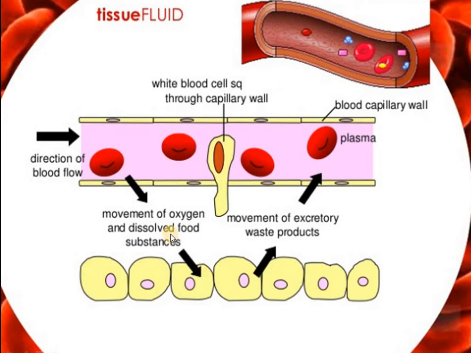Similarly, the dissolved food substances, which include glucose, amino acids, numerous mineral ions, which are very essential for these cells, will first be dissolved in this tissue fluid or interstitial fluid or intercellular fluid, and then would be taken up by the cells of the tissue.